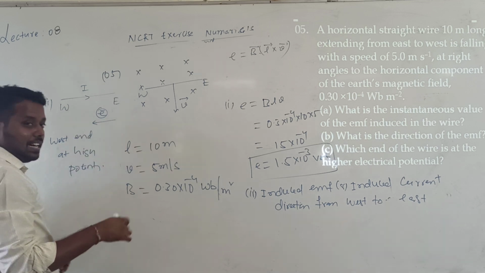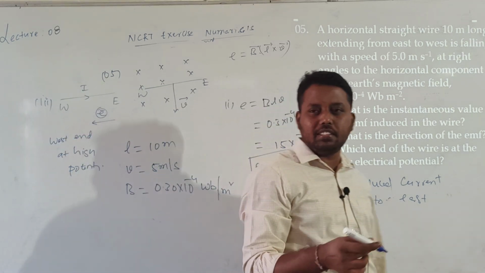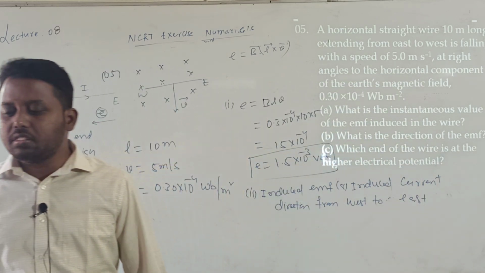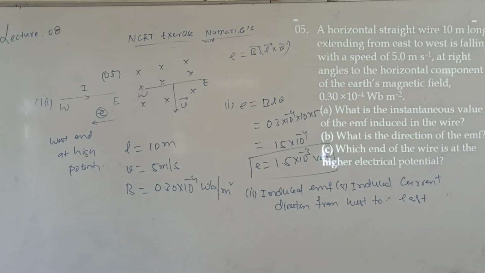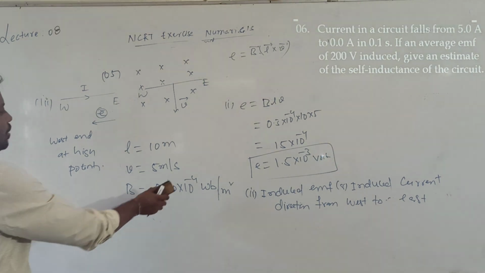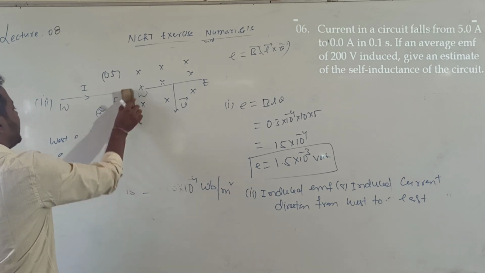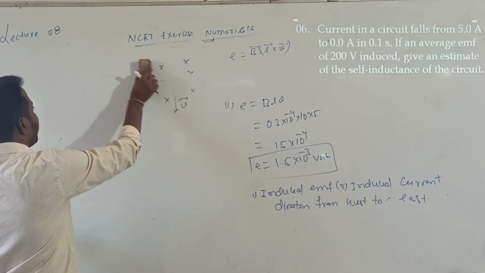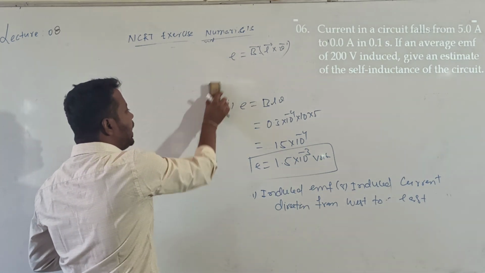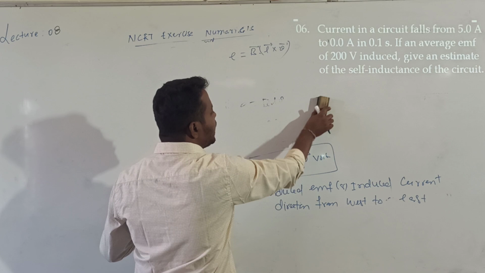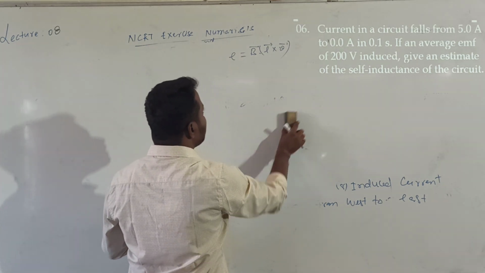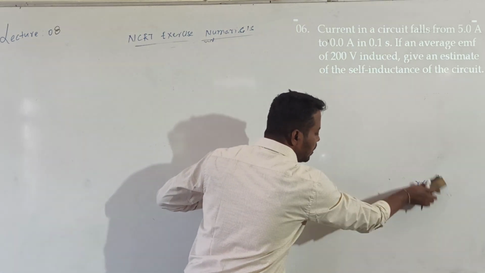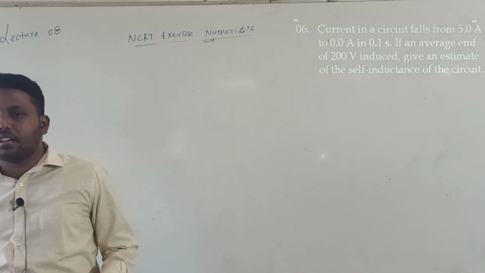Regarding the direction, I discussed this. So the west end will be at which potential? High potential. So this is question number 5. Next, sixth question. Remaining 6, 7, 8, three questions are there. Simple questions, but you need to apply Fleming's right hand rule properly for finding the direction of this induced EMF or induced current. So the last three questions, what are these last three questions?